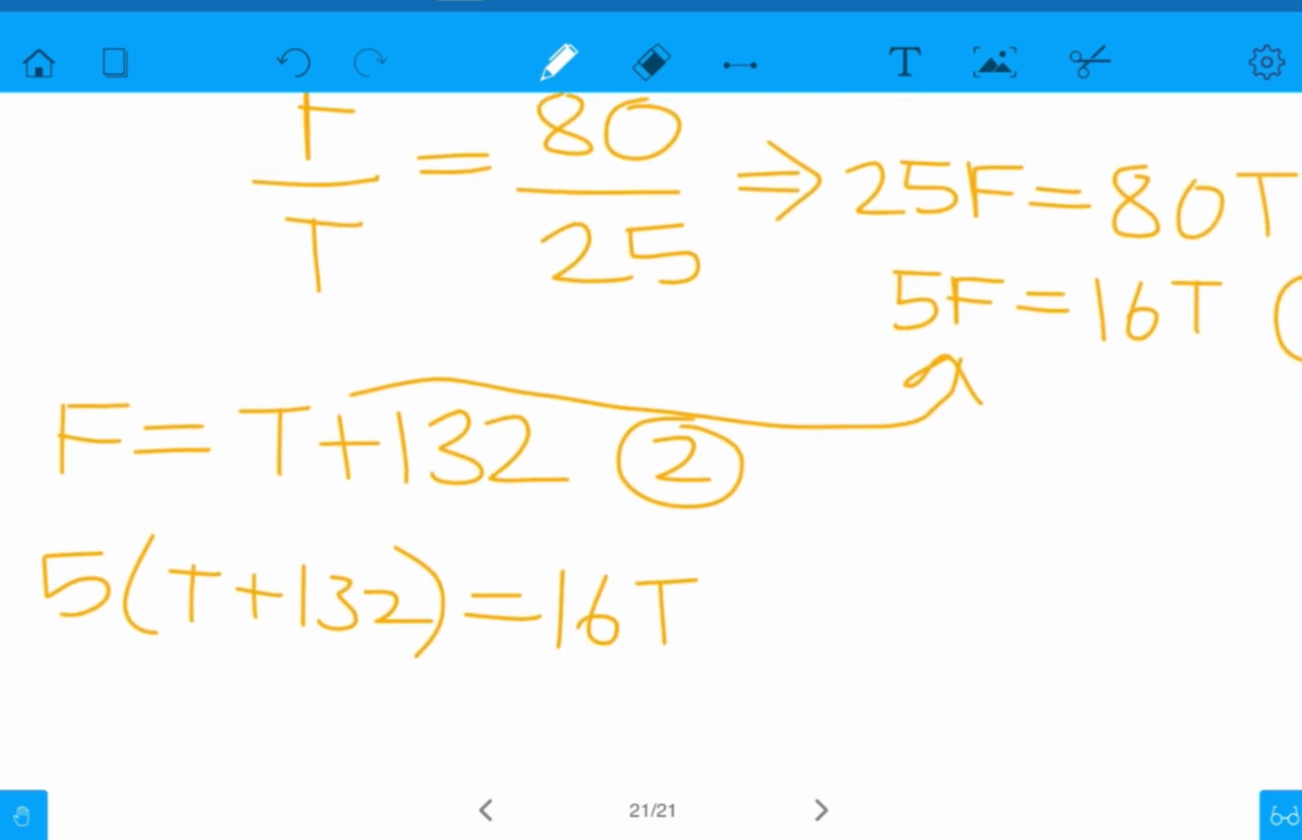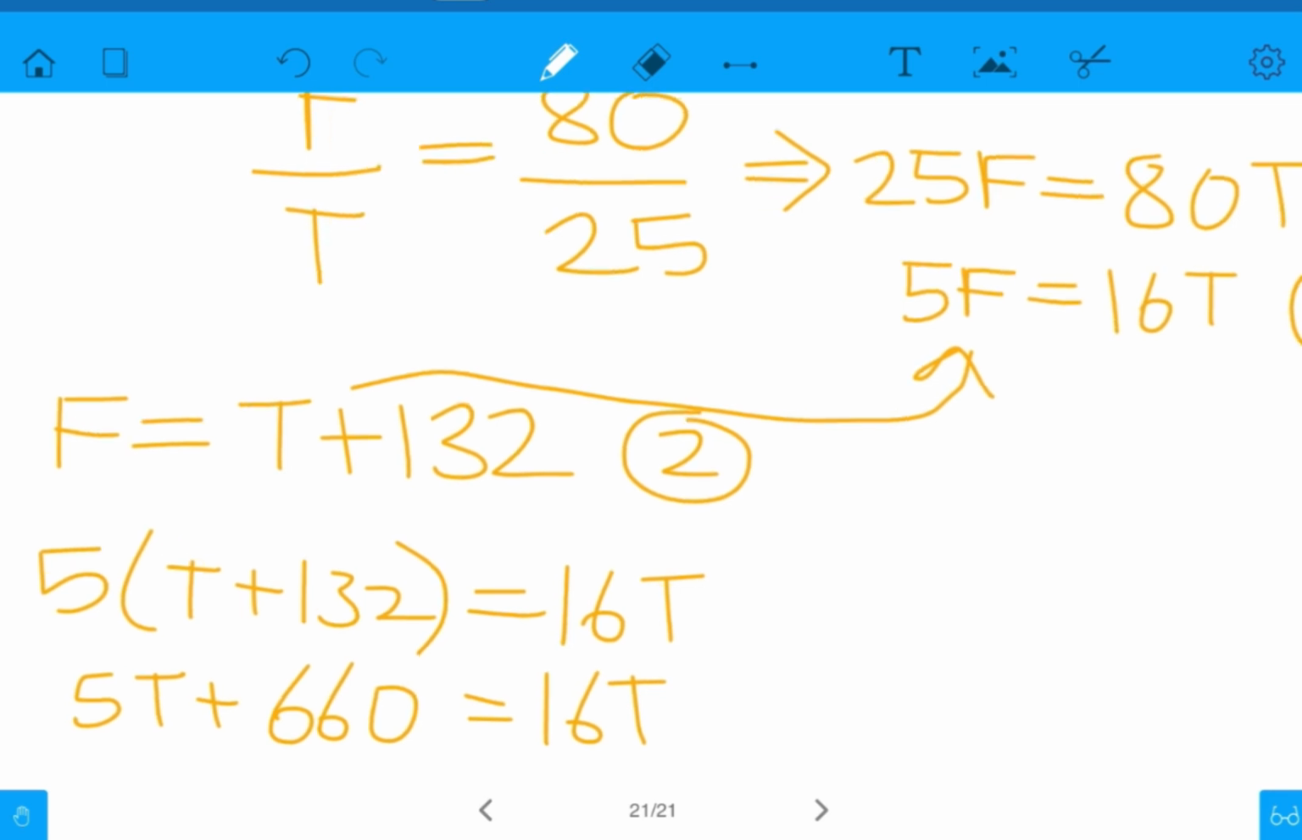And then I'm expanding this out, so that would be 5T plus 660 equals 16T. And then solving for T, that would be T is equal to 660 divided by 11, which is 60. So that means that there was 60 people on Thursday.